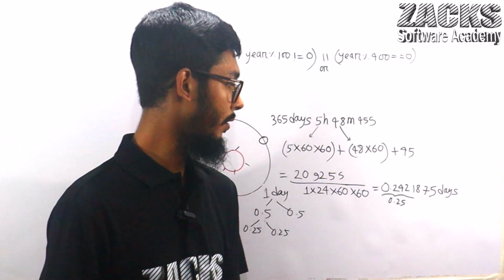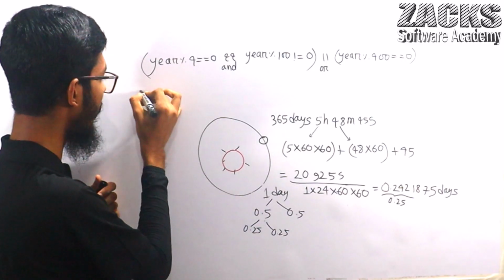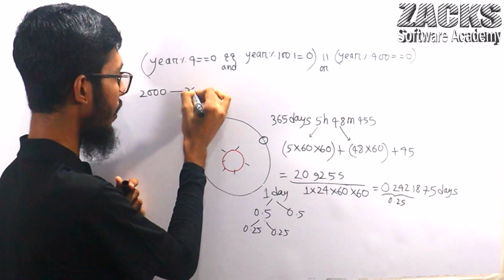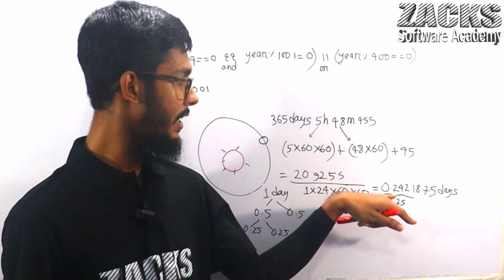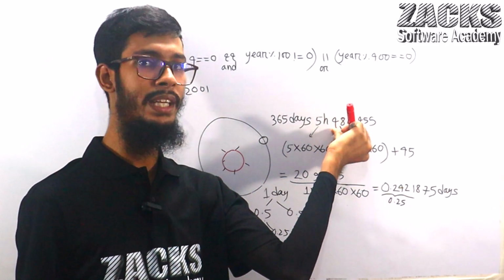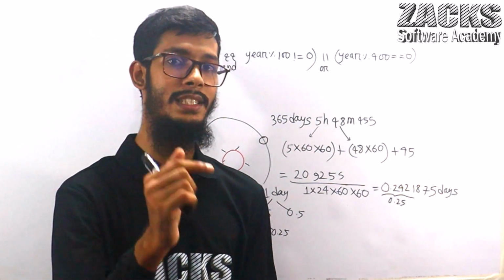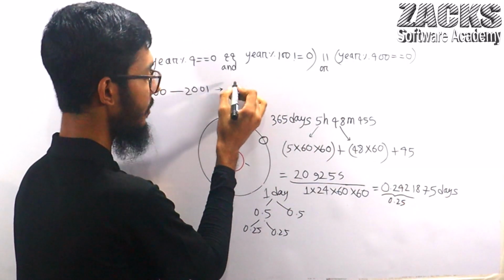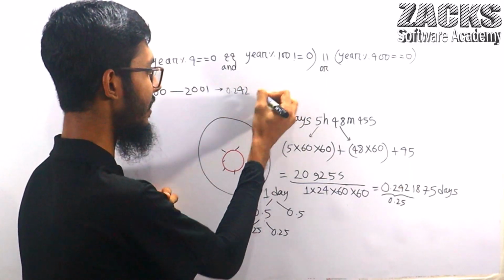Now, for explanation purposes, let me take for example the year 2000. So in 2000 to 2001, in this year, what are we doing? Are we considering these extra days, or this extra time? No, we are simply ignoring this 0.242 days, right? We are simply taking 365 days. We are skipping 0.242 dot something.